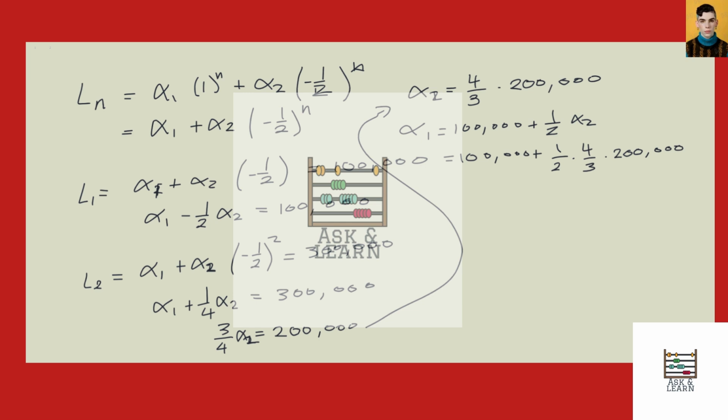So then this simplifies to 100,000 plus, the 4 cancels out with this 2, so it's just 2 over 3, and 2 over 3 times 200,000 is 400,000 divided by 3. Then adding the fractions together, you get 700,000 divided by 3.